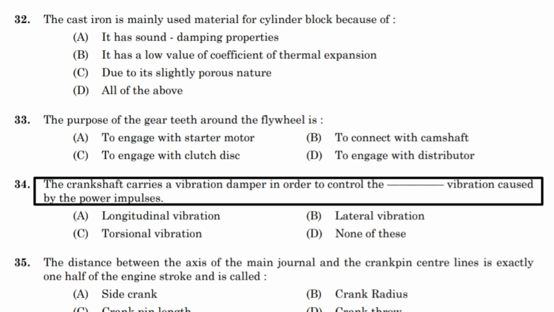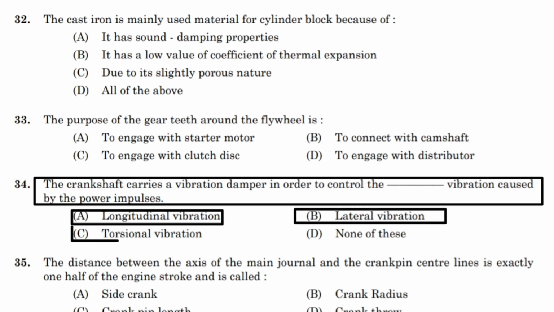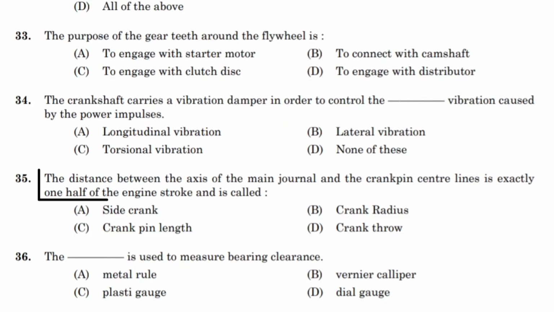34. The crankshaft carries a vibration damper in order to control the dash vibration caused by the power impulses. A. Longitudinal vibration, B. Lateral vibration, C. Torsional vibration, D. None of these. Answer C. Torsional vibration.